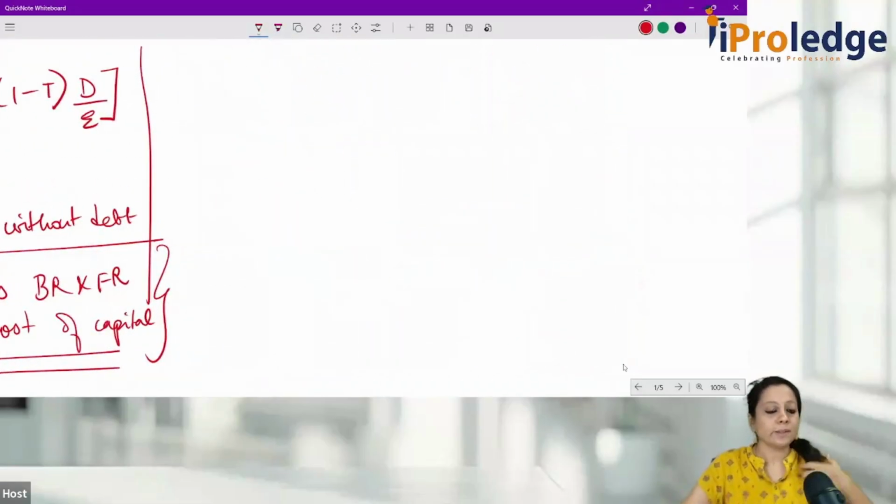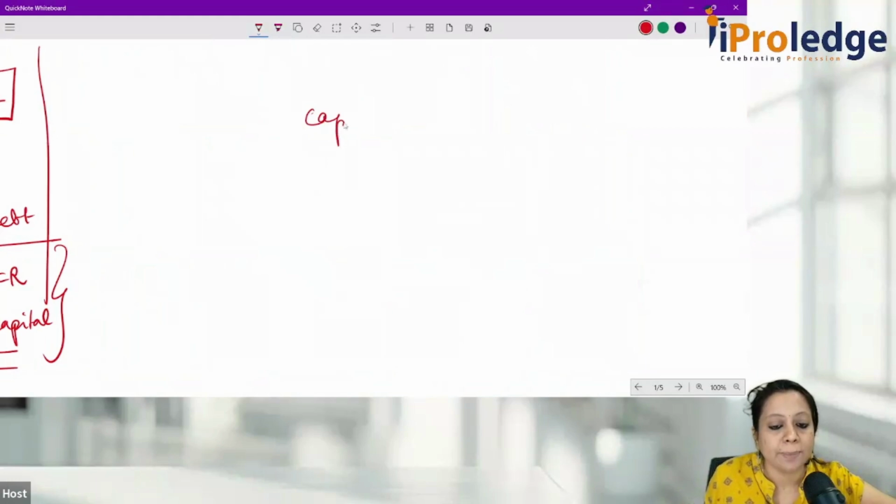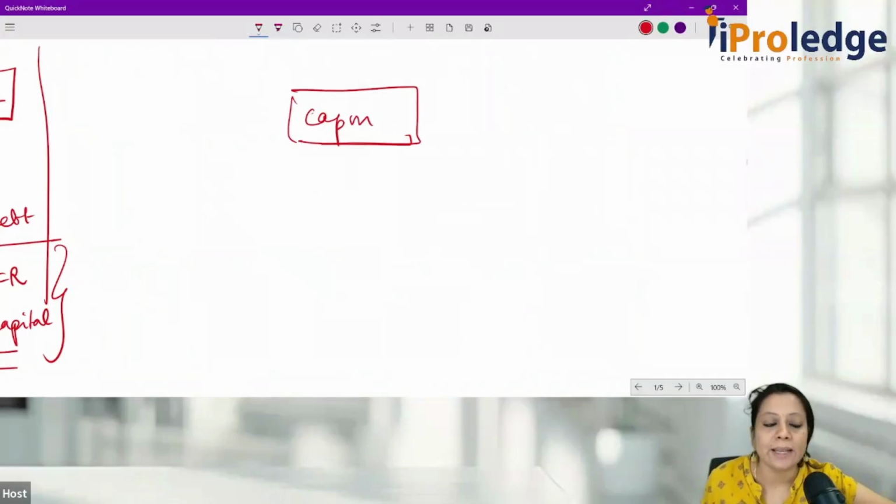And yesterday also I wanted to discuss, but I have reserved it for today. What is it? It is CAPM. The full form of CAPM is Capital Asset Pricing Model. Again, I'm repeating, the full form of CAPM is the Capital Asset Pricing Model, wherein we calculate KE. KE stands for cost of equity.